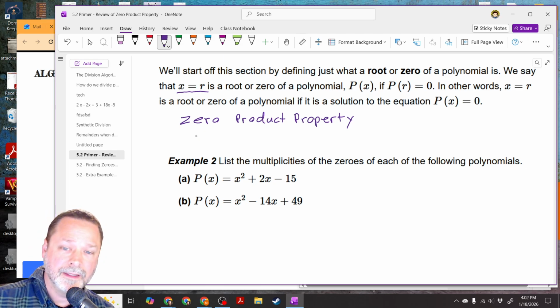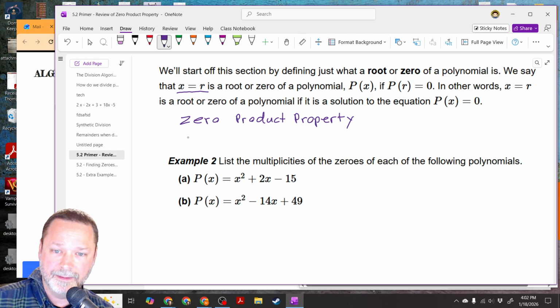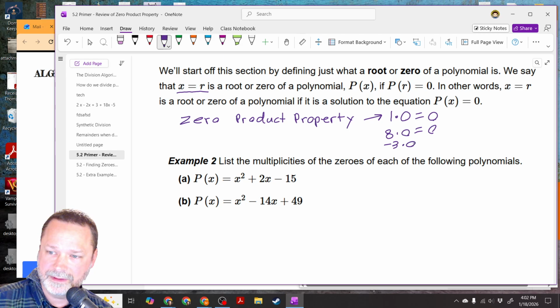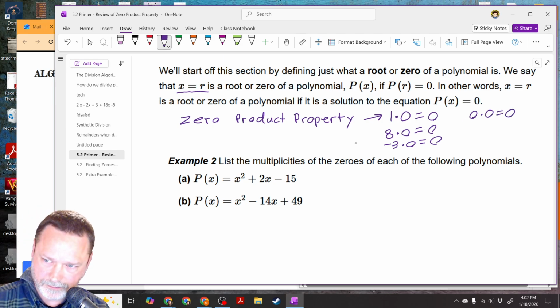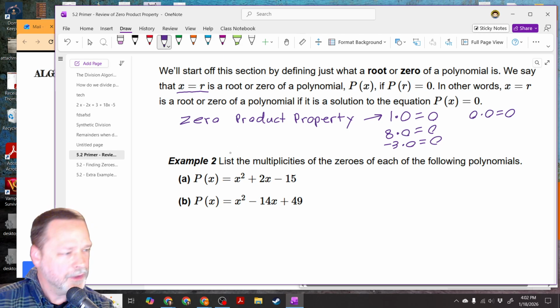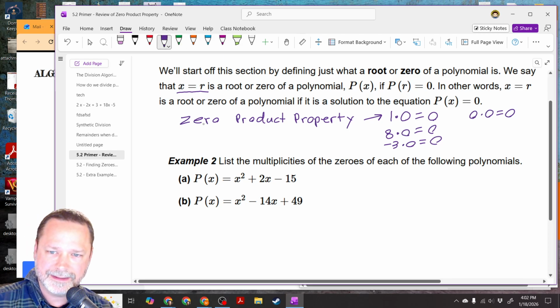Now those two numbers were probably something like 1 times 0 equals 0, or maybe 8 times 0 equals 0, or maybe -3 times 0 equals 0, or 0 times 0 equals 0. But no matter what, you did have 0 as a factor in one of these expressions, because that's the only way to get 0.